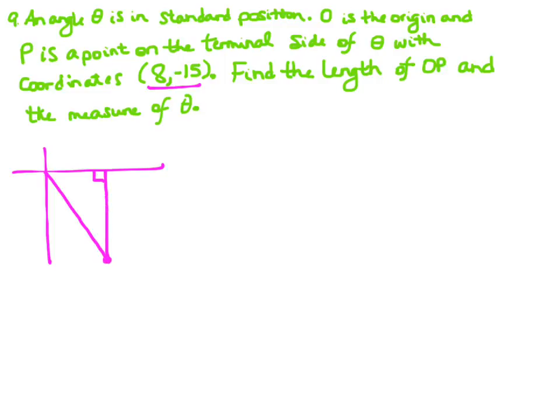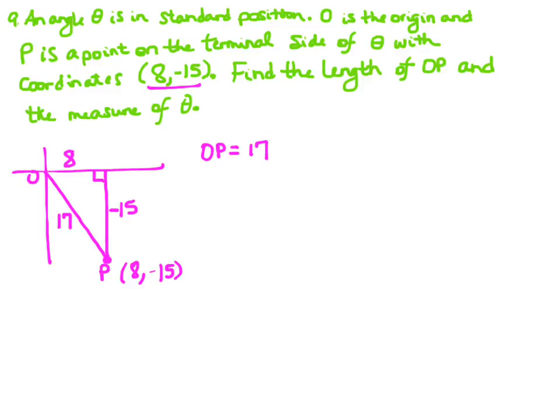So here's our triangle. Here's O, here's P, 8, negative 15. And so that means our x side, our horizontal side here is 8, and the y side is going to be negative 15. Now if we do the Pythagorean Theorem, we can find out that our hypotenuse, our radius here, is 17. And so that would be the length of OP. OP is equal to 17.